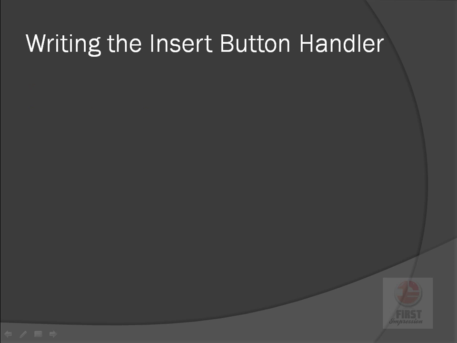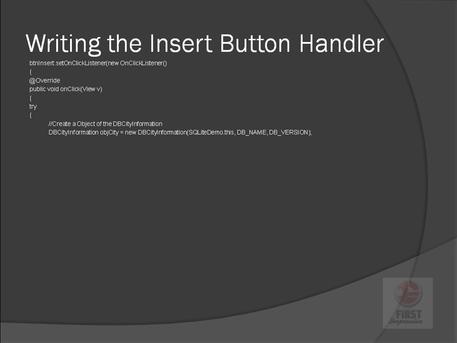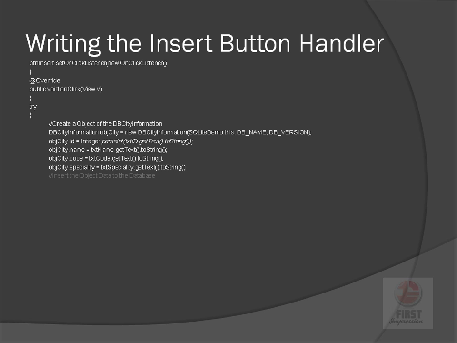Okay, let's write the insert button handler. So we'll say btnInsert.setOnClickListener, new OnClickListener, public void onClick. Over here we'll first create an object of the DB city information class by saying new DBCityInformation. Once that is done, then we will be getting the ID. The ID is an integer, while the ID that you get from the layout is a string. So we have to convert from string to integer. That is being done with the help of Integer.parseInt. We'll get the name, we'll get the code, and we'll get the specialty, and we'll say objCity.insert.